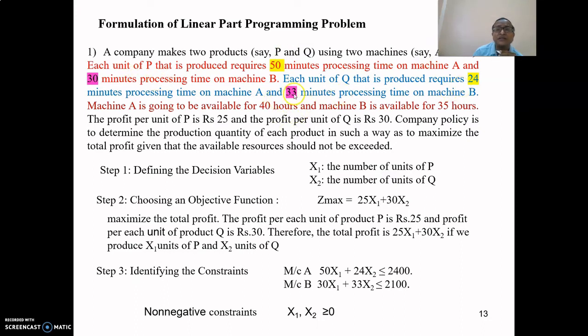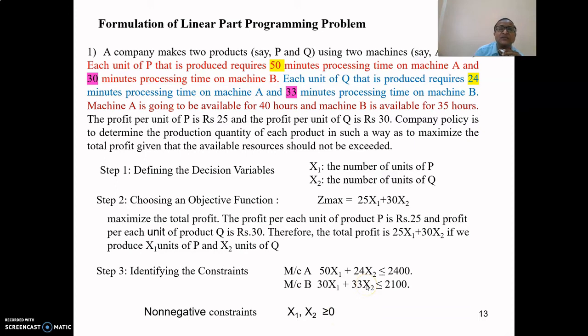and product Q is processed on machine B for 33 minutes. So 30x1 plus 33x2 is less than or equal to 35 into 60, so that is 2100. And lastly, the non-negativity condition: the products that are manufactured physically exist, as well as the machines, and their availability is greater than 0. So the non-negativity conditions are greater than or equal to 0. Therefore x1, x2 greater than or equal to 0.